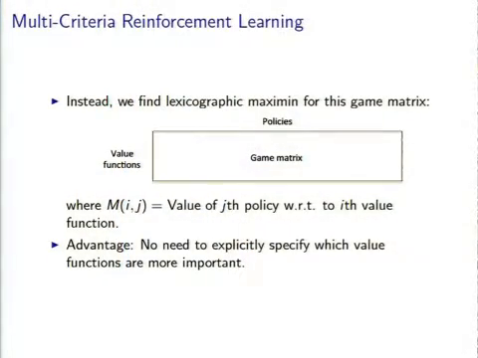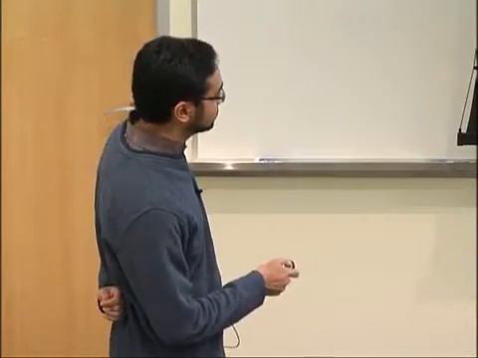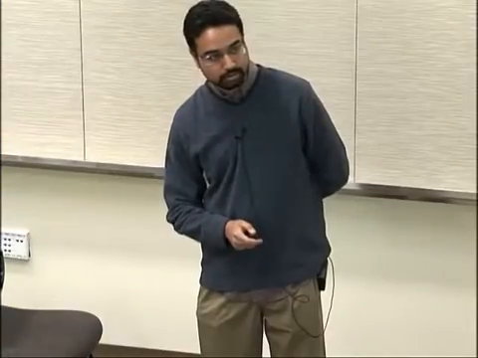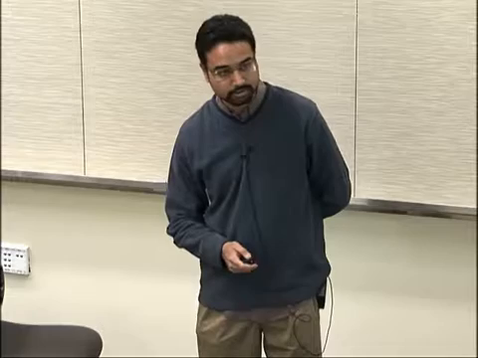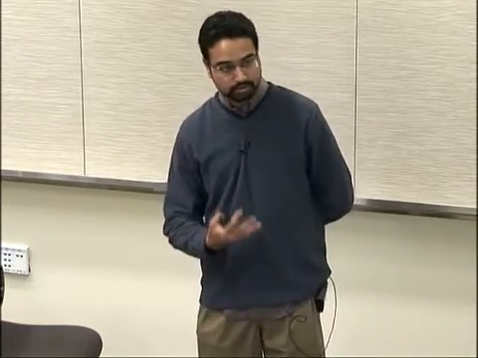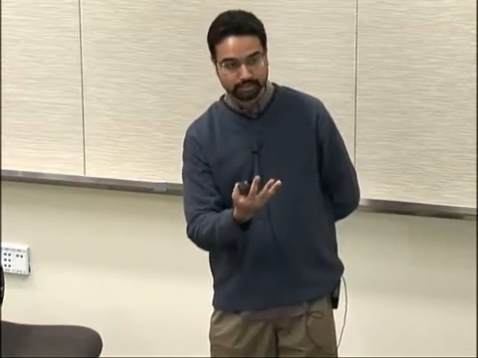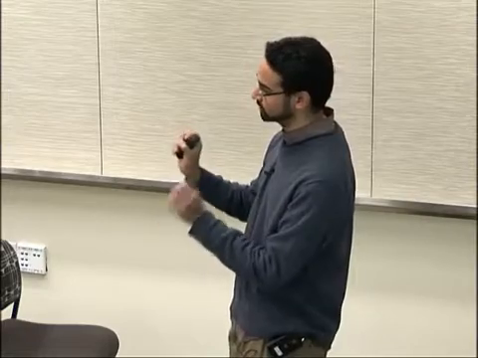If you were to apply our algorithm to this problem, where the game matrix is defined as follows, again, the columns are the policies, and now the rows are the different value functions. And the ith, jth entry is the value of the jth policy with respect to the ith value function. A lexicographic Maximin strategy for this game does the same thing. It finds the lexicographically best policy, but without having to specify which value functions are more important than the others.